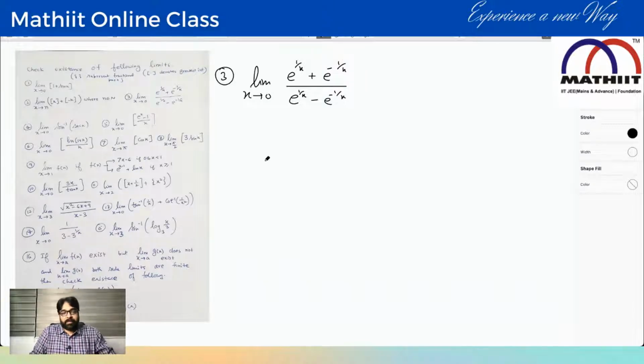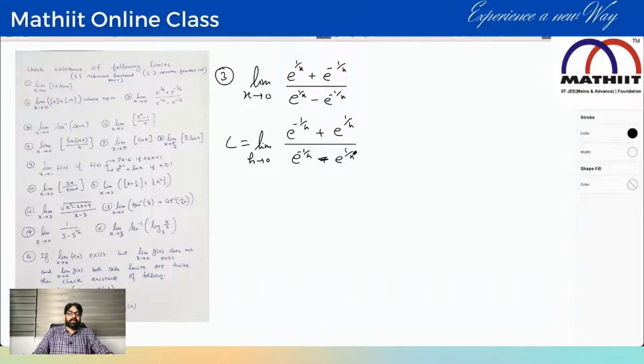So the rule is exactly the same. For the left hand limit, h approaches 0, x will be replaced by 0 minus h. So it will become e power minus 1 by h plus e power minus 1 by minus h, so 1 by h, divided by e power minus 1 by h plus e power 1 by h.